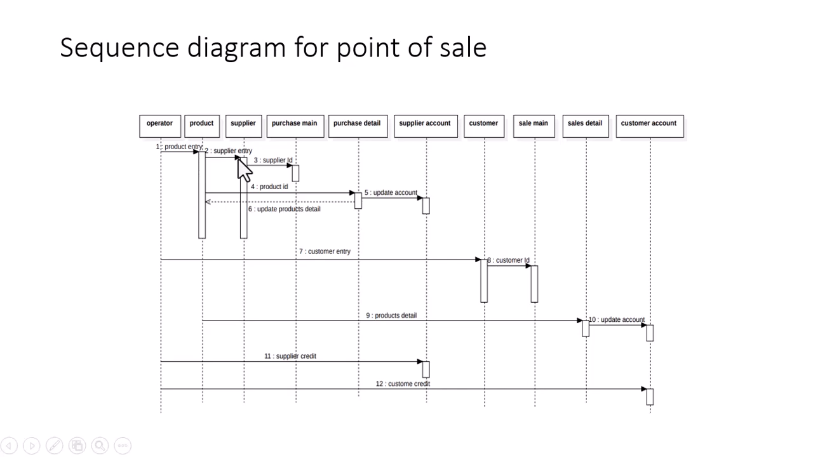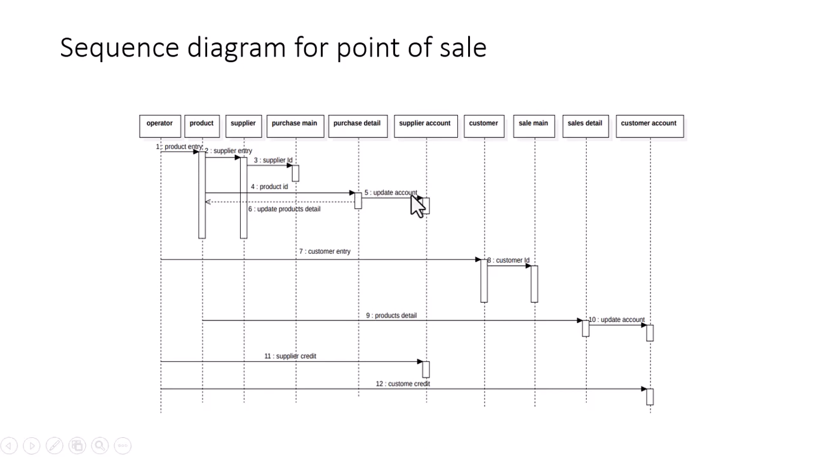So supplier information: who is the supplier from which the shopkeeper purchases the products. Then the purchase ID is entered into purchase main. Purchase main contains the invoice number, the supplier ID, and the purchase date, and the purchase detail includes the details of all the products for the purchase main. Then the product ID is entered to the purchase detail. This is step 4, and in step 5 the account is updated.